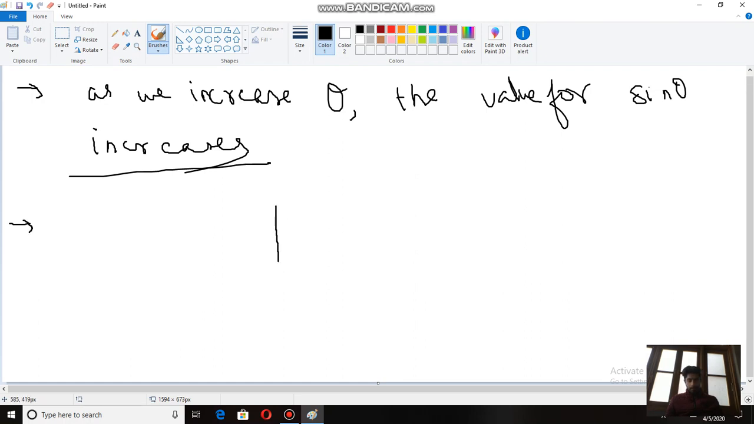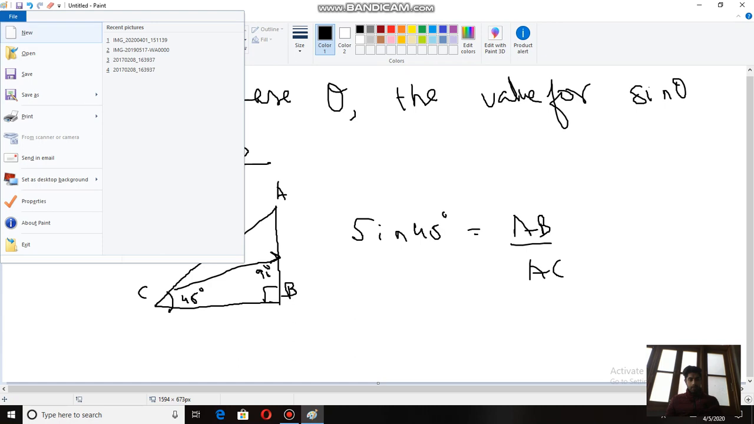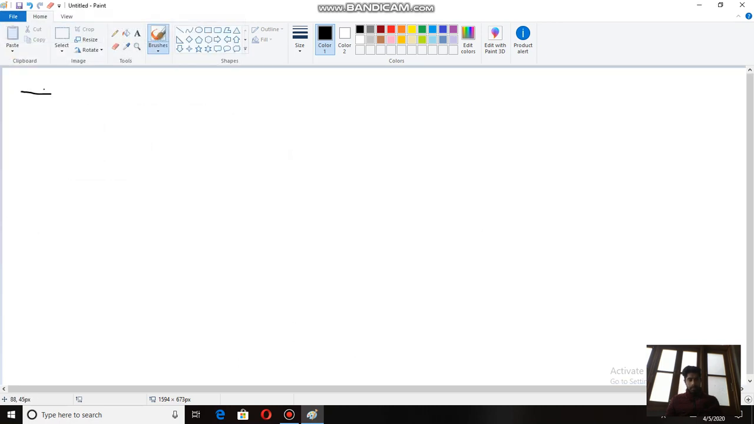First of all, let's take this our theta, and same we'll take it 45 degrees. Theta is 45 now. This is A, B. Over B it's 90 degrees, and this is C. Sine of 45 degrees will be perpendicular over AC, and perpendicular is AB. Now let us decrease this angle. How can we decrease this?